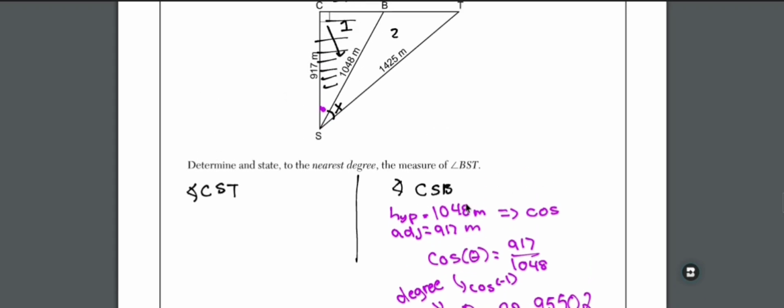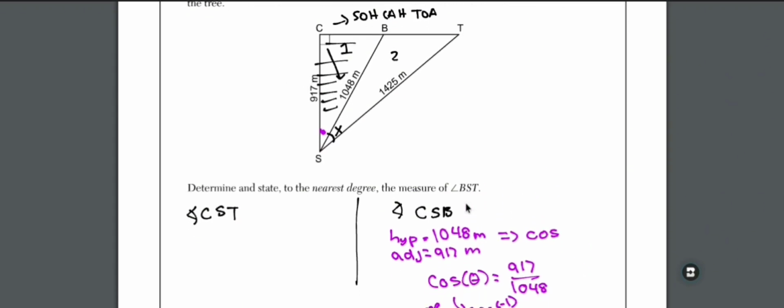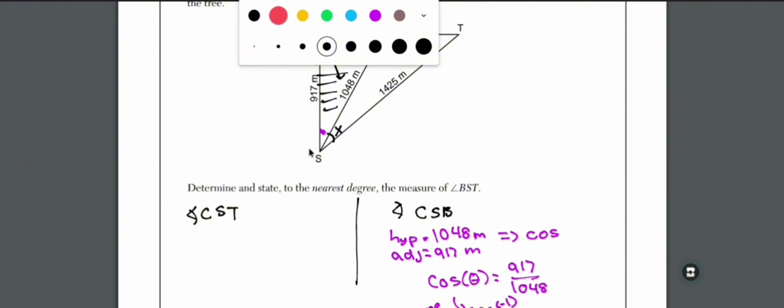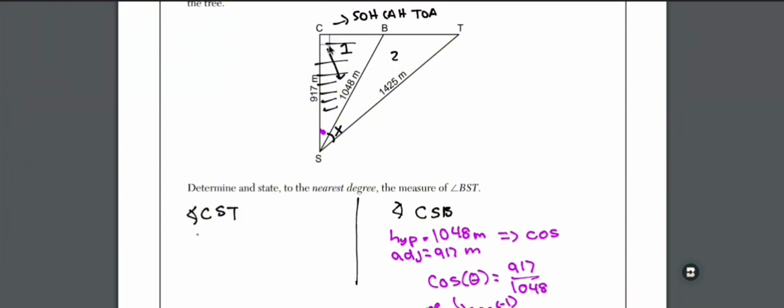Now I want to find the measurement of angle CST. So for CST, again, I'm given a hypotenuse of 1,425 meters. And I'm examining the big triangle right here, triangle CST. And I'm also given an adjacent side of 917 meters, again adjacent to my big angle. So CSB was this angle right here. I'm trying to determine BST, and now I'm finding out CST.